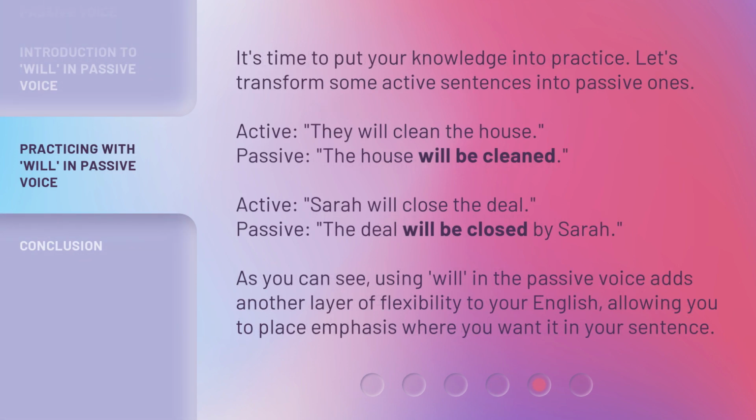It's time to put your knowledge into practice. Let's transform some active sentences into passive ones. Active: they will clean the house. Passive: the house will be cleaned. Active: Sarah will close the deal. Passive: the deal will be closed by Sarah. As you can see, using will in the passive voice adds another layer of flexibility to your English, allowing you to place emphasis where you want it in your sentence.